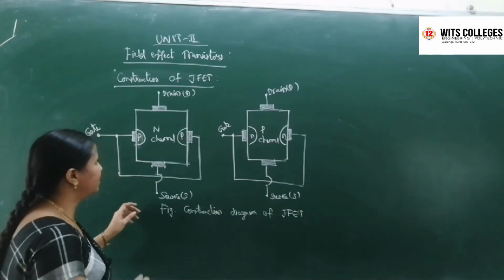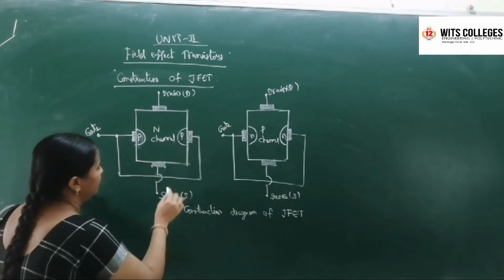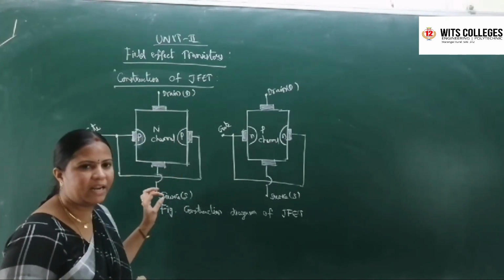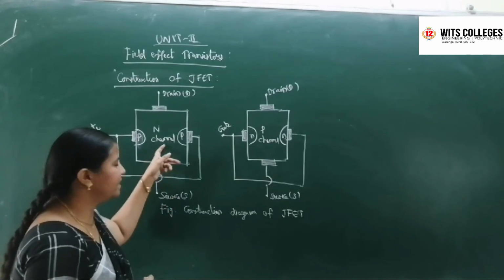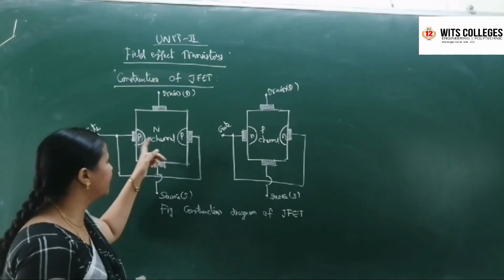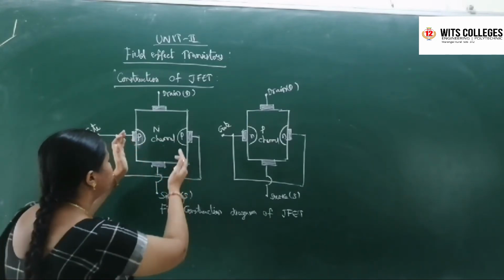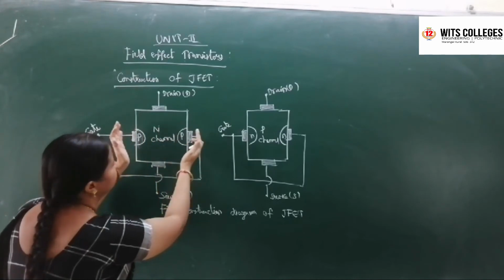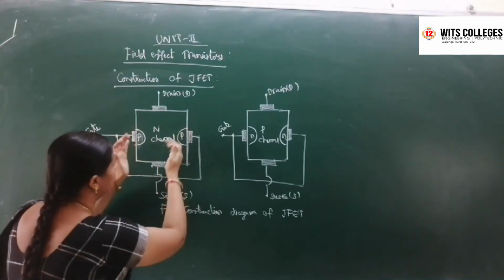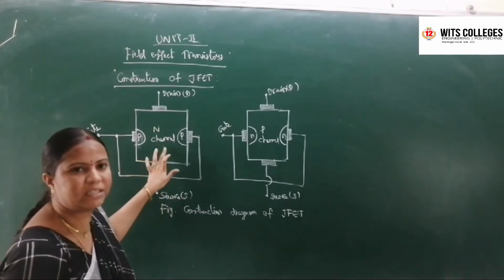So coming to the construction, there is a channel between source and drain. If you take two heavily doped p-type semiconducting materials on either side, it will sandwich the channel between two heavily doped p-n junction materials, and between the source and drain terminals there is a channel.